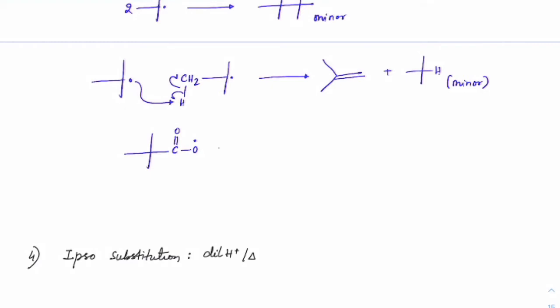Correct. So which means this plus this dot, these two will terminate to give C double bond O and O with this. So we are getting an ester. So this would be the major product.